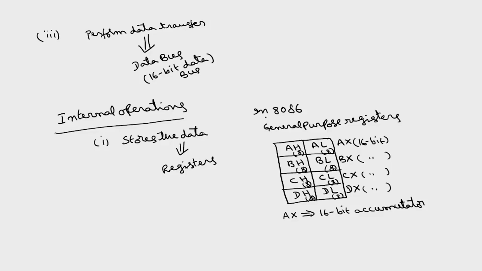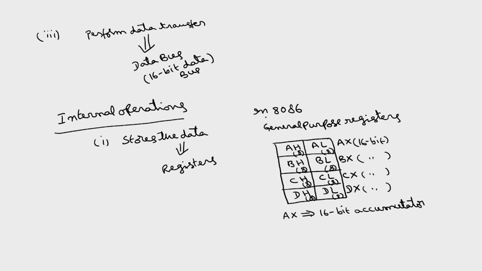The remaining BH, BL, DH, DL or BX, CX, DX can be used as general purpose registers to store any data. And there are some special purposes also. CX will be used as a counter in some applications and DX will be used in some division operations. The specialized applications of BX, CX, DX will be clear while discussing the instruction set of 8086. So, these are called general purpose registers.